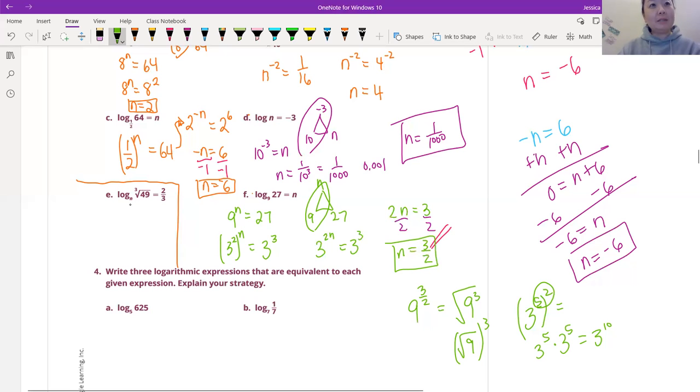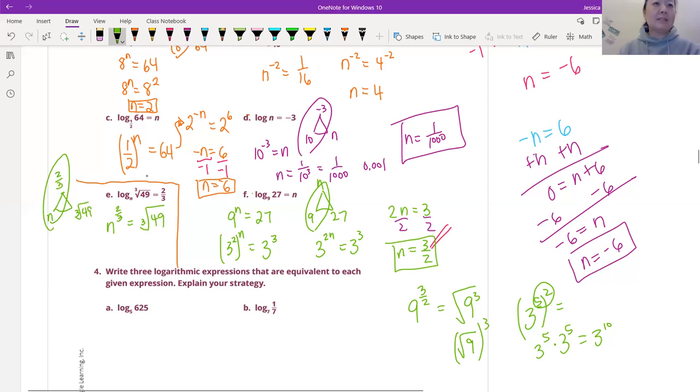Alrighty, next one. So log base n of the cube root of, what in the world? So let's try this triangle. Okay, triangles are less threatening. So n here, and then the cube root of 49 here, and then up here on top is 2/3. So let's try that out. So this is going to be n to the 2/3 power is equal to the cube root of 49.